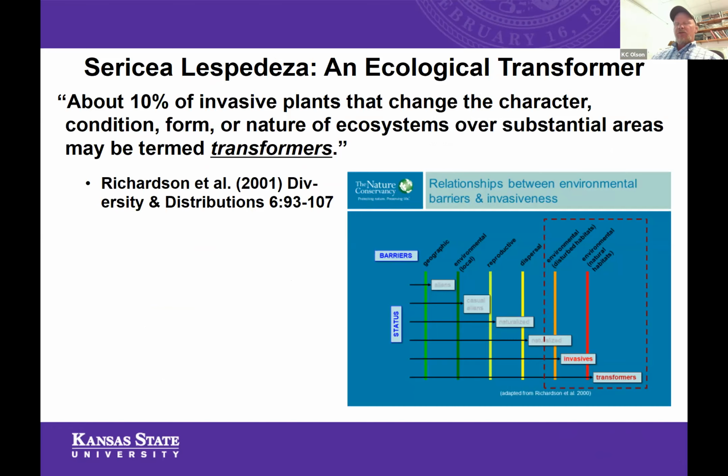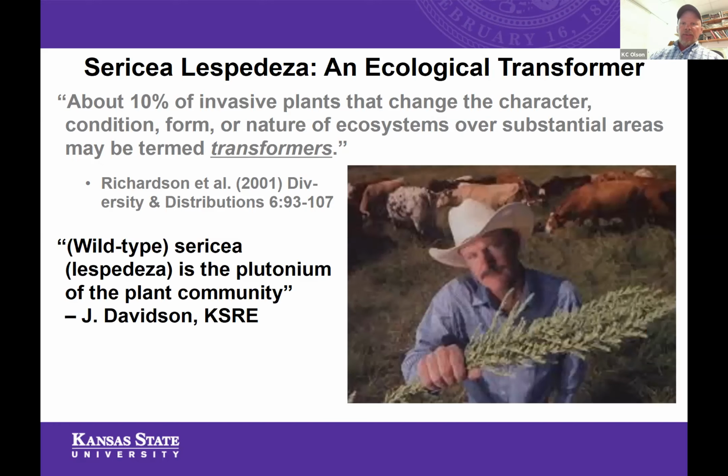All invasive plants are annoying, okay, but only 10% of them are capable of invading an otherwise healthy ecosystem and fundamentally transforming it to something else, something less functional, less profitable, less healthy. And the ecologists call these plants transformers. Now, an anonymous person once told me that Sericea lespedeza is the plutonium of the plant community.